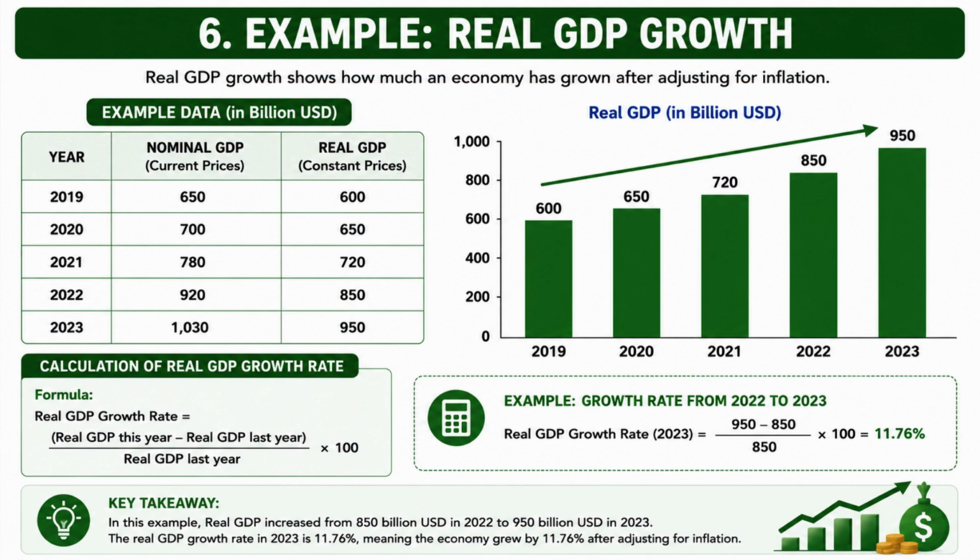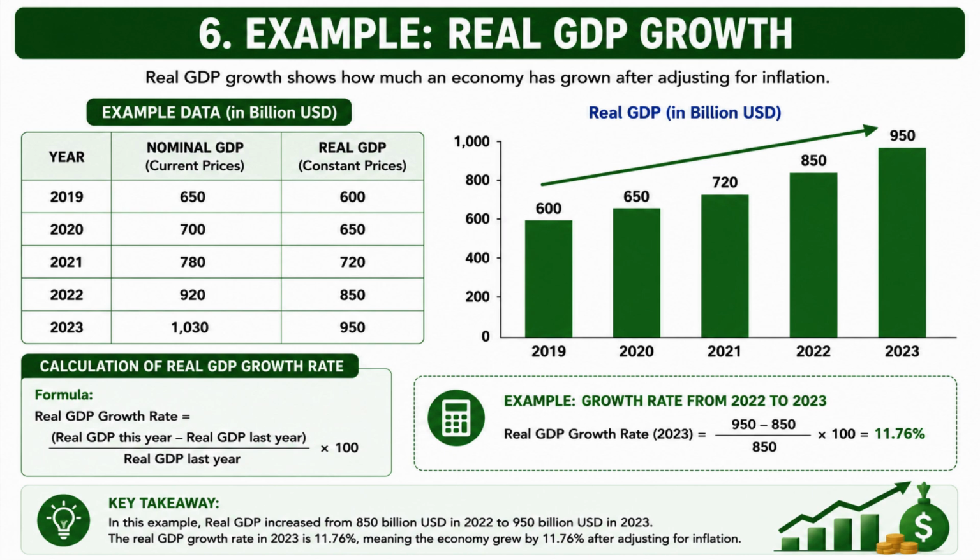Let's look at a practical example of real GDP growth. Real GDP measures the value of goods and services produced in an economy after adjusting for inflation, giving a more accurate picture of economic performance. In this example, real GDP increased steadily from $600 billion in 2019 to $950 billion in 2023. The upward trend shown in the chart indicates that the economy expanded over this period.